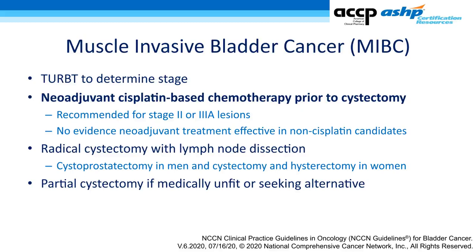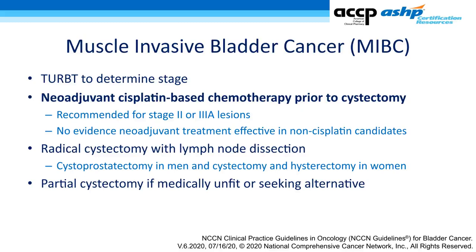Transition from non-muscle invasive to muscle invasive bladder cancer. We're going to do a TURBT initially to determine stage, and that's because we need to determine the depth of invasion. So we need to see that the tumor is invading the muscle layer surrounding the bladder, and that gets us our muscle invasive bladder cancer, which will be T2, T3, or T4 lesions.